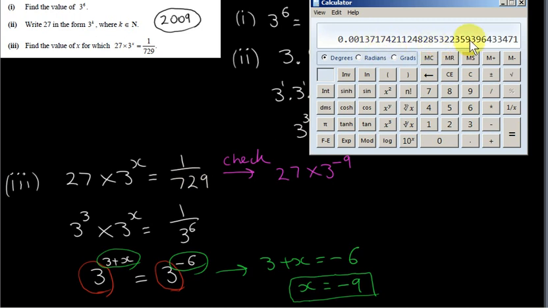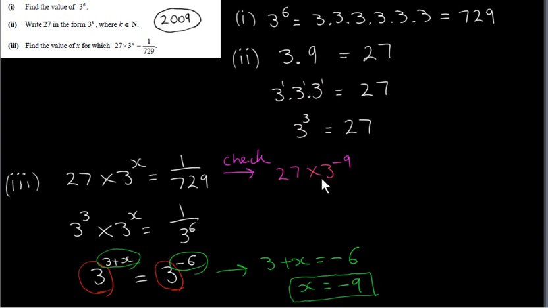We could also invert this number by pressing this button, 1 over x. This will just basically turn this upside down. If we turn it upside down, we should get 729. There it is. That's also called getting the reciprocal of this number. So 1 over this number is 729. Or if you like, 1 over 729 gives us this number, 0.00137, etc.